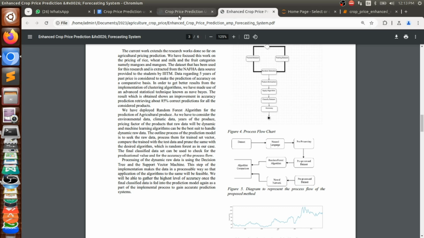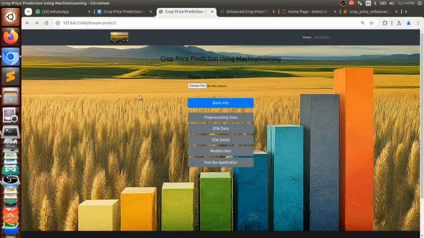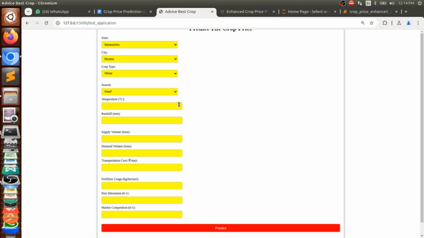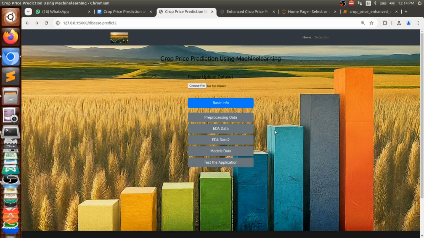Then I will demonstrate in detail this web application: how we built it, what features are there, what results they are giving, what those results mean, and what insights we are going to get from those results. Finally, we will test it on sample data to see what price is predicted. All these things we'll do one by one.